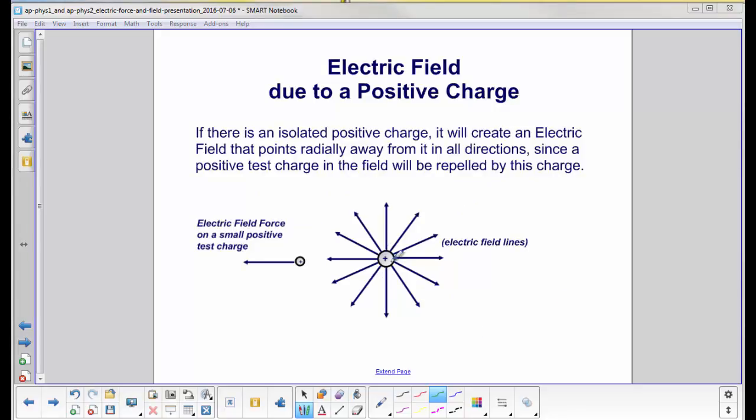If there is an isolated positive charge right here, it will create an electric field. You can see the lines going out radially from it. Any positive charge you put in this field will be repelled by this charge that is generating the electric field. So if I put a small positive test charge here, or even a bigger one, the field lines tell it it will accelerate in that direction. That's the direction of the force on this particle. And you can also see this follows one of our rules from the previous slide: electric field lines originate on a positive charge.